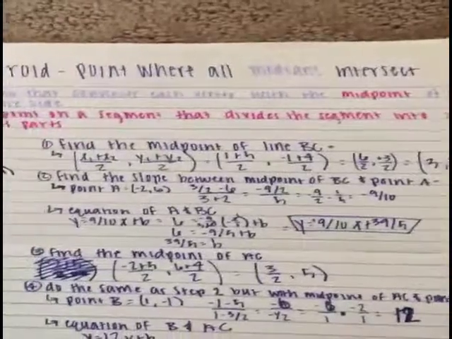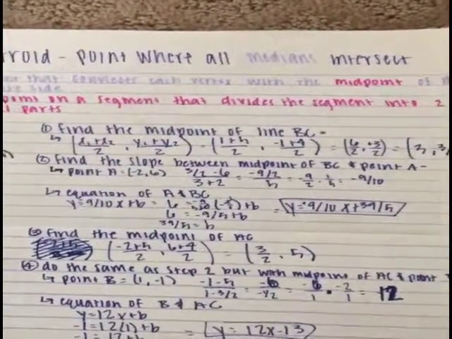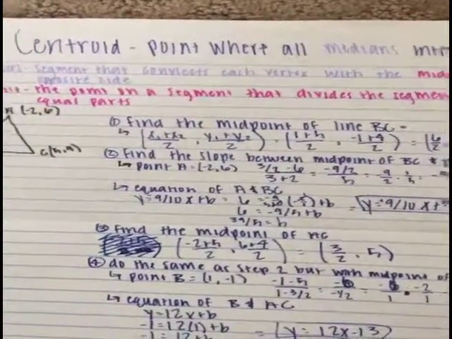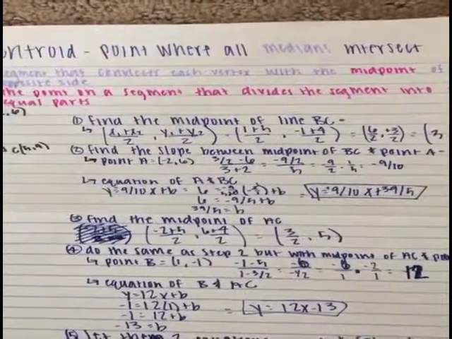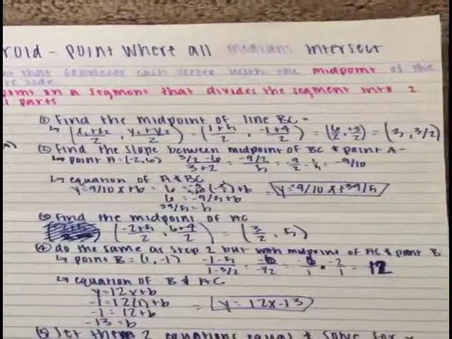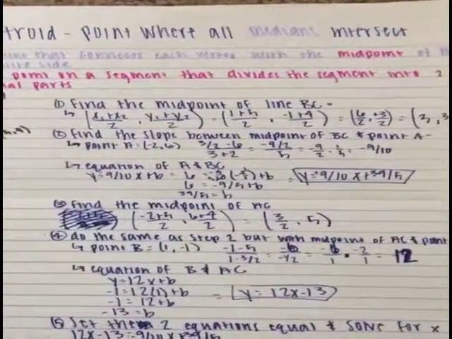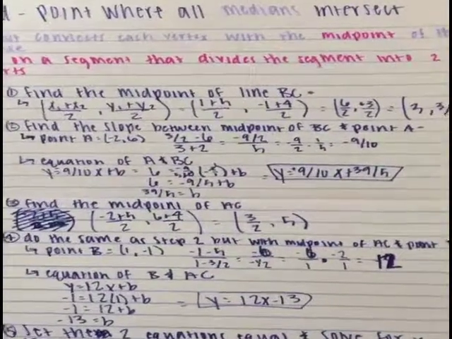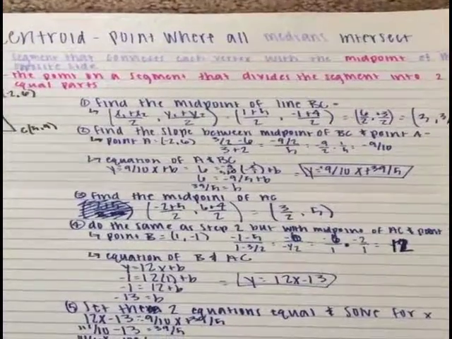Next, you find the slope between midpoint BC and point A. You're using point A because this is the point that's across from segment BC. So you plug that in to find slope, and you get negative 9/10. And then you find the equation of A and BC. You get y equals negative 9/10 x plus 39/5.